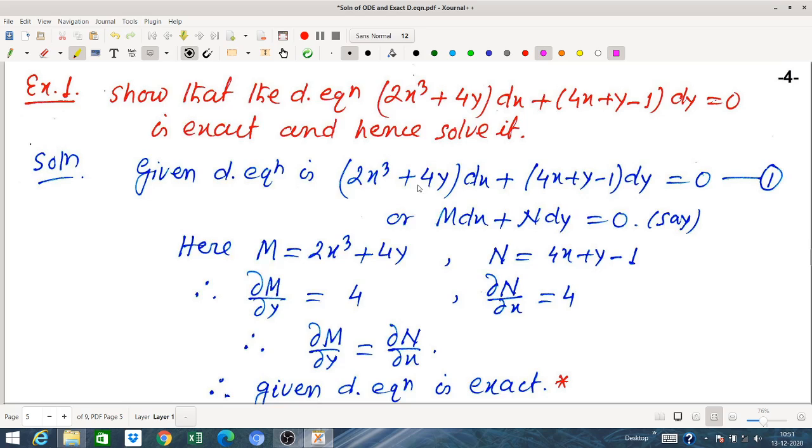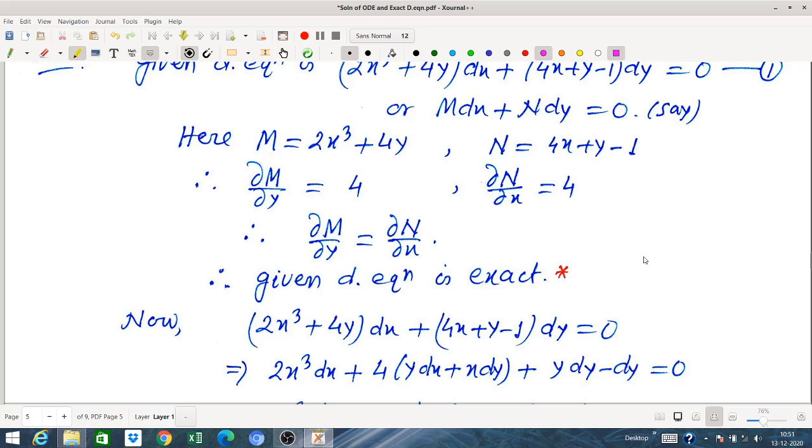So what is M? M is the coefficient of dx, 2x cube plus 4y. What is N? Coefficient of dy, 4x plus y minus 1. Now what is del M by del y? It is the derivative of this expression with respect to y, meaning x constant. So this is 0, only the derivative of y with respect to y is 1, so 4. Now N is 4x plus y minus 1. Differentiate this with respect to x, meaning y constant, so this part derivative will be 0, only 4x, x derivative is 1, so 4.